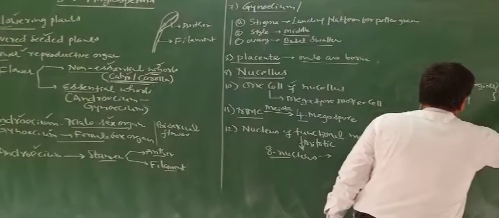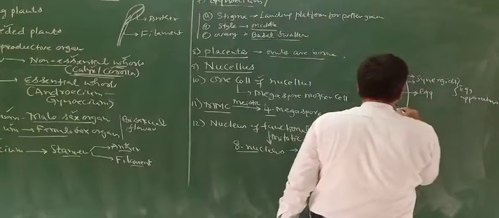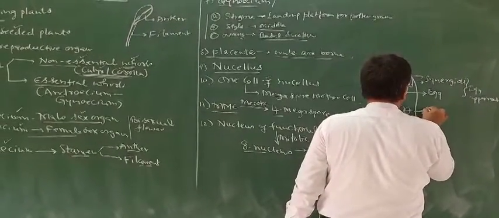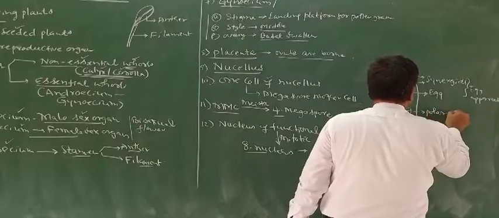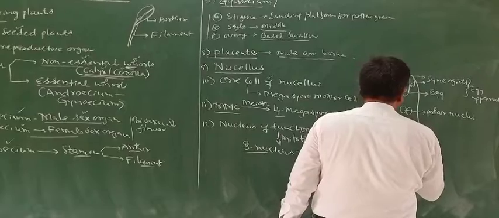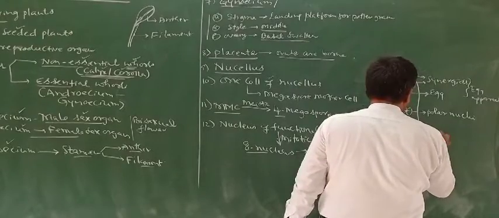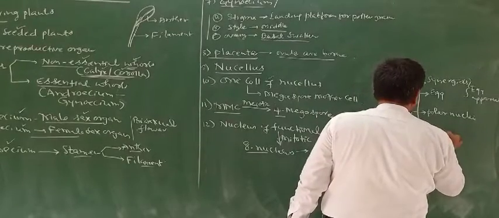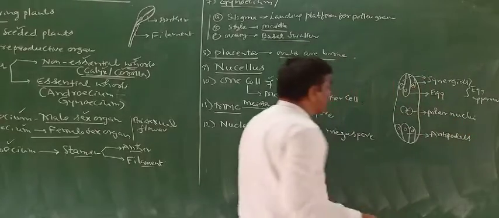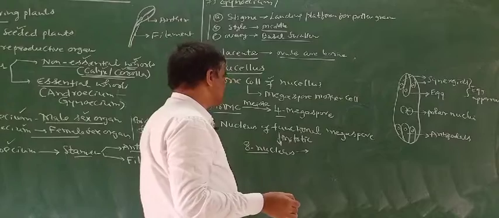The 2 cells which are present at the center are called polar nuclei, and another 3 cells which are present at the opposite end, or chalazal end, are called antipodals. So in this way the embryo sac has different cells.